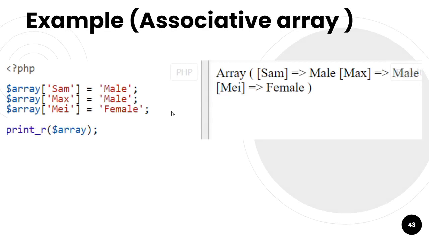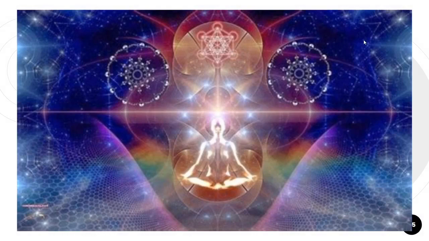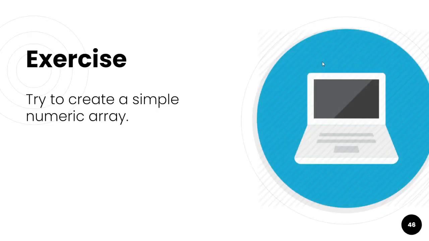Now, associative arrays: you associate one variable with a certain value. Then multi-dimensional arrays. This is where it gets a little crazy. You can have arrays in arrays, all stacked up. It's crazy, but it is a very organized way of arranging your data. Multi-dimensional power. So here you go. Go ahead and try to create a simple numeric array, an array of numbers.